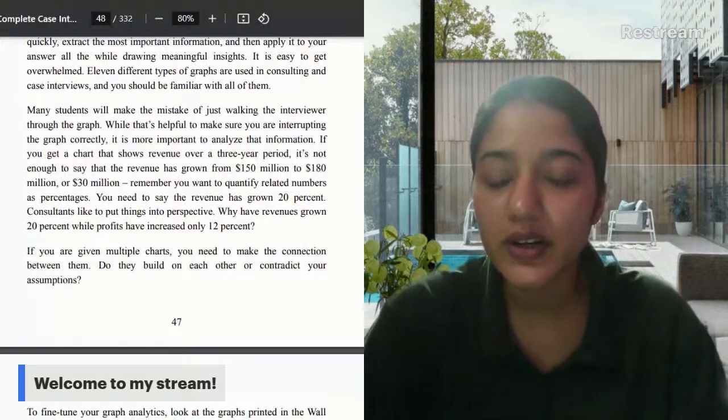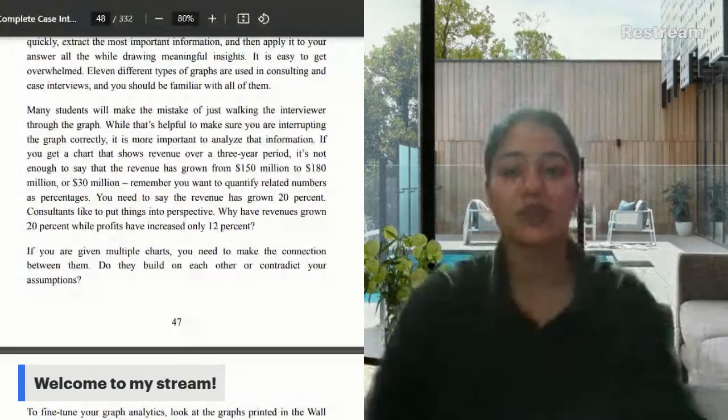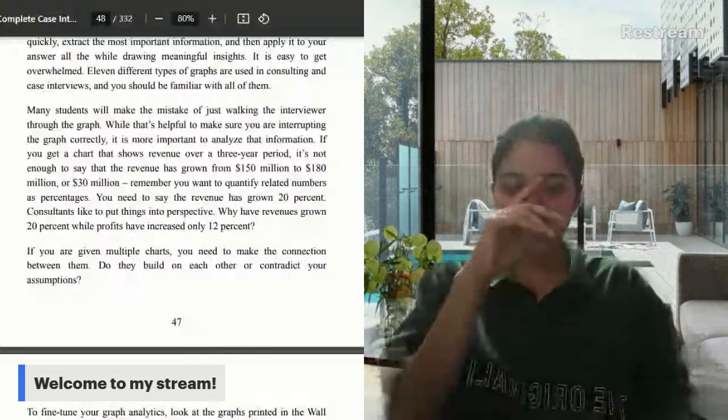Remember, you want to quantify related numbers as percentages. You need to see that revenue has grown 20%. Consultants like to put things into perspective. Why has revenue grown 20% while profits have increased only 12%?